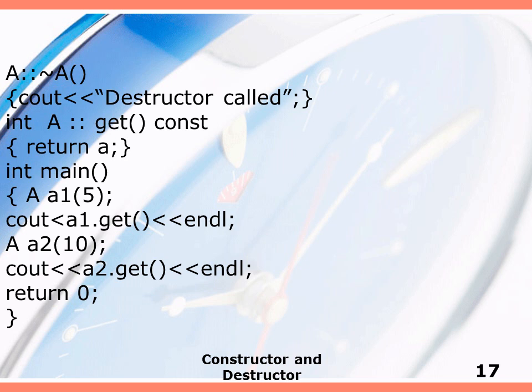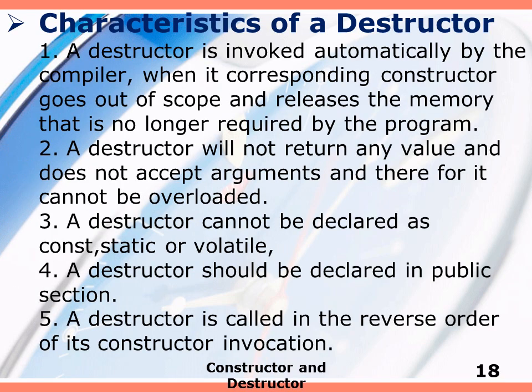Let us go to the main function, where we are creating an object A1 of class A with the value 5, which means the data member of the object A1 will be initialized with the value 5. With the A1.get function call, that value shall be displayed. We are creating another object A2 with the value 10, and with A2.get it shall get displayed. So here we see that there is no explicit call to the destructor. They are called automatically. It's the characteristic of a destructor.